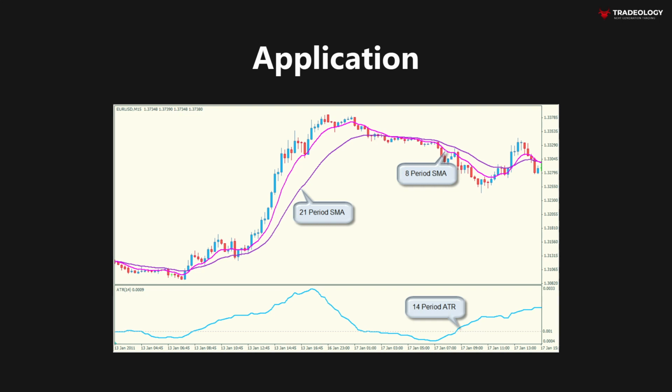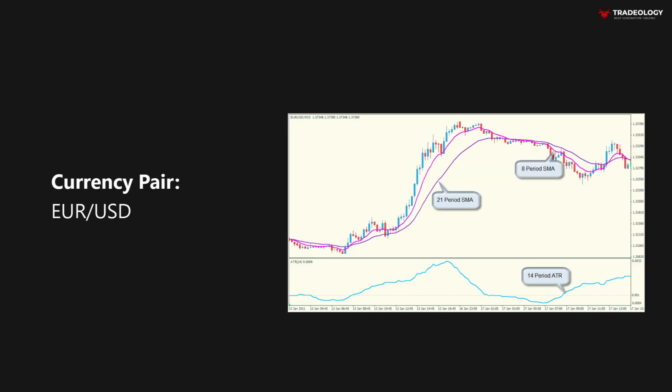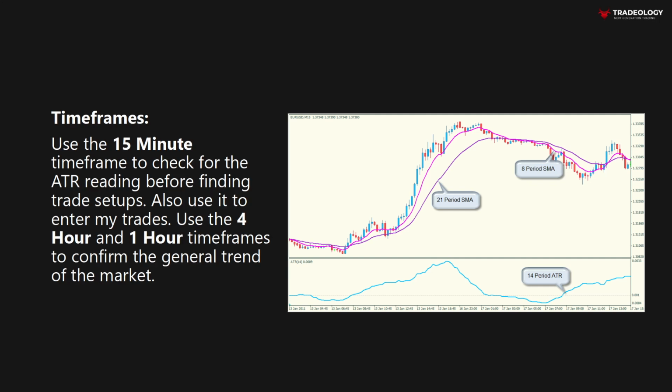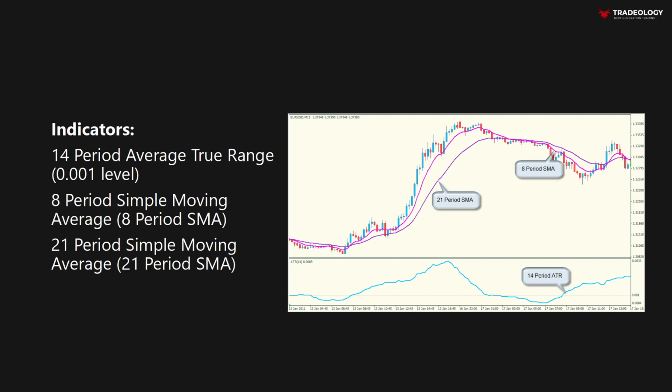Now, in its application, here's a simple system to show you how to use the average true range. And you'll see we've got a 21 period SMA on the image, an 8 period SMA, and we've got our 14 period ATR set below. We're going to use the currency pair EUR/USD. We're going to use a 15-minute time frame to check the ATR reading before we find trade setups. We're also going to use it to enter the trades. Use the 4-hour and 1-hour timeframes to confirm the general trend of the market.